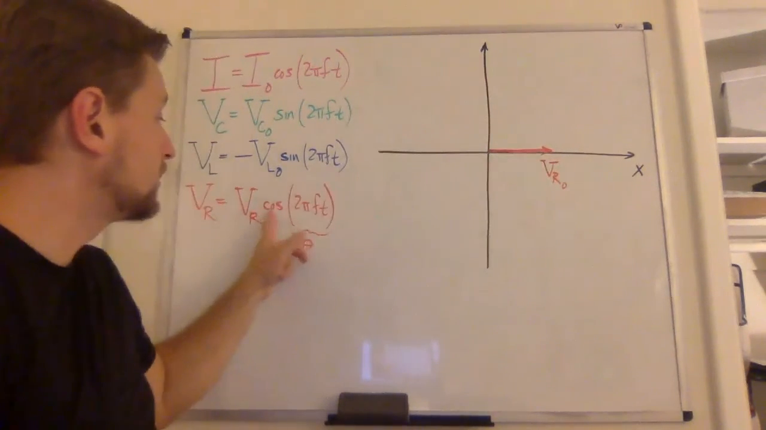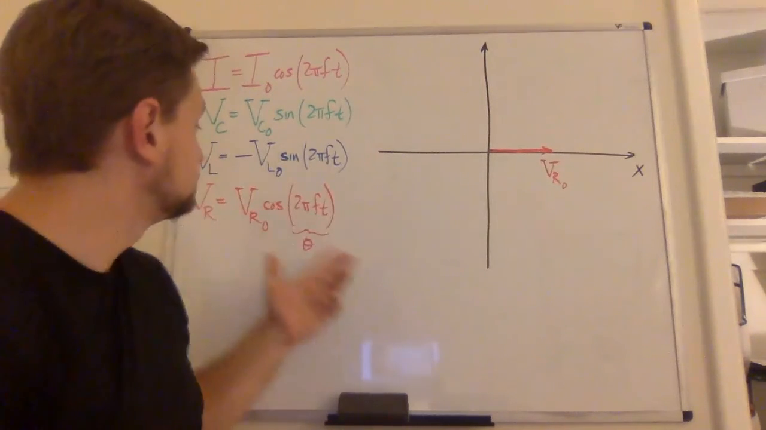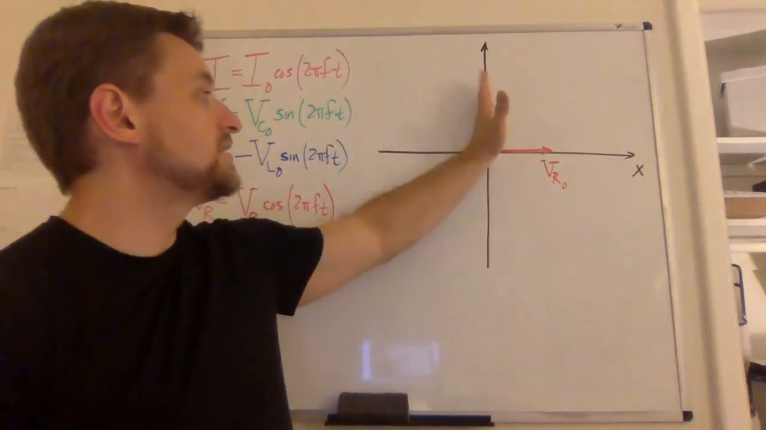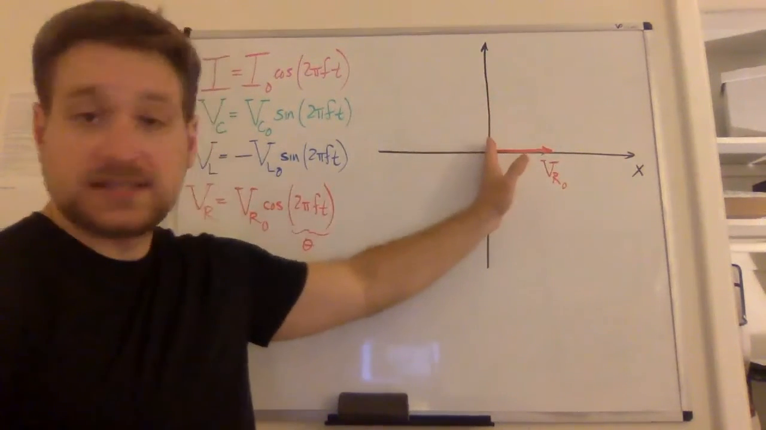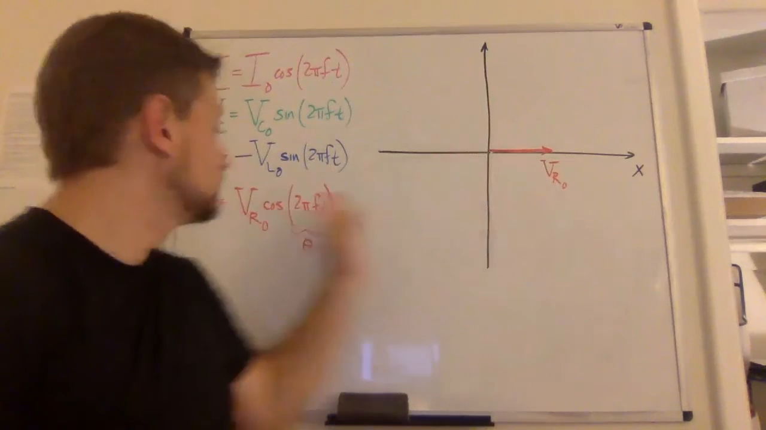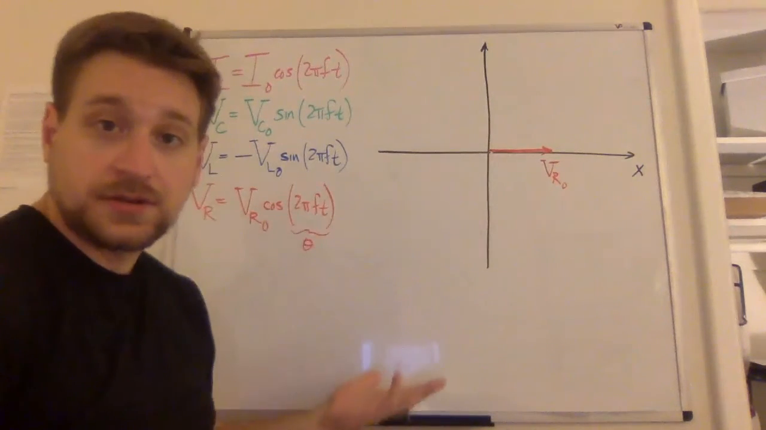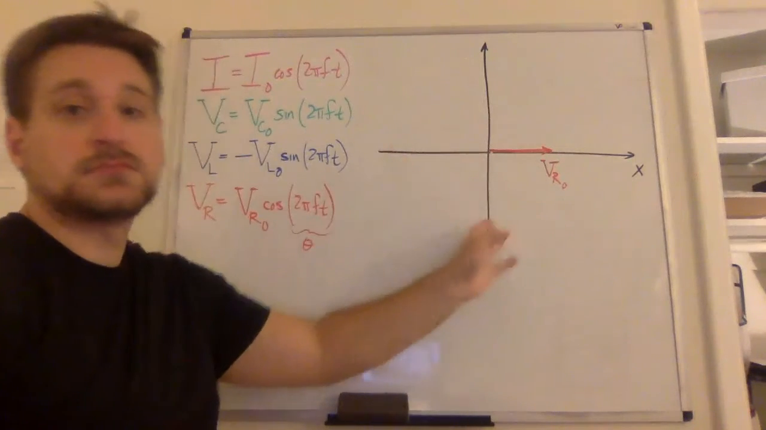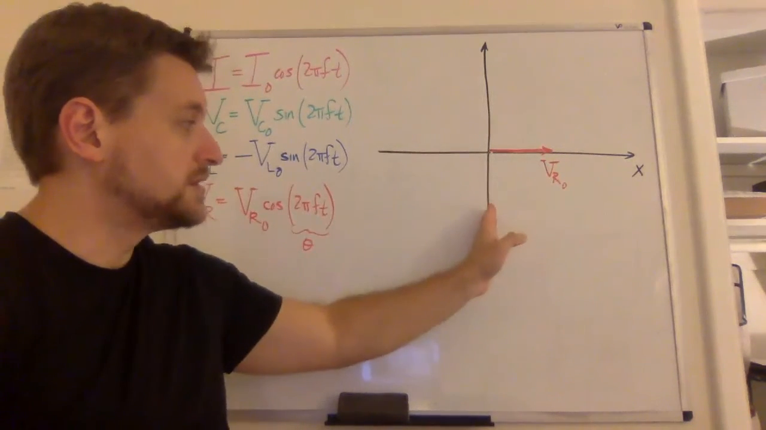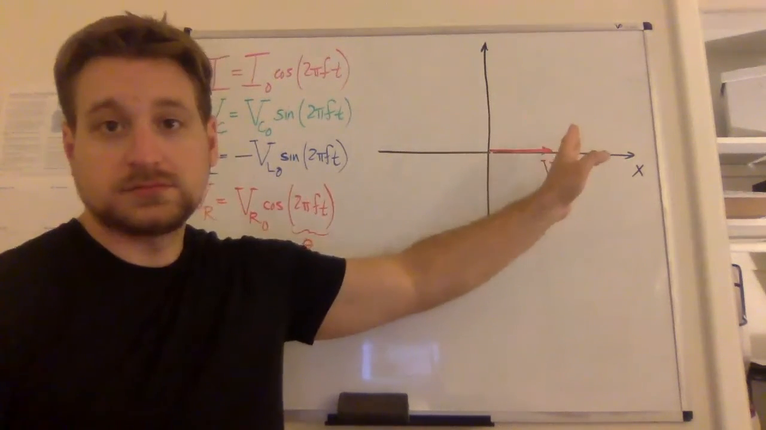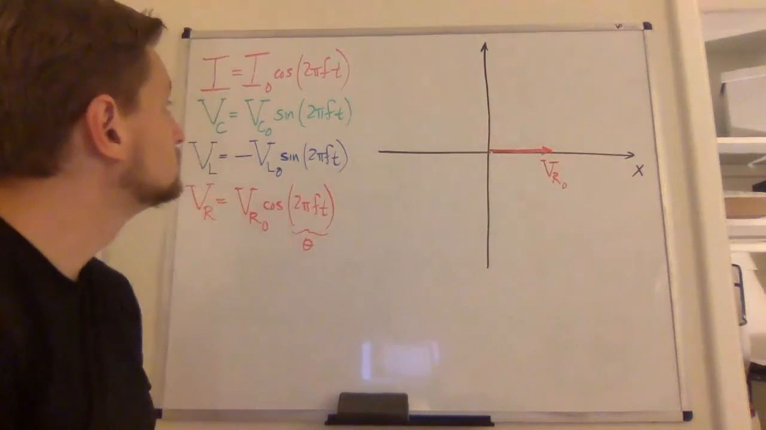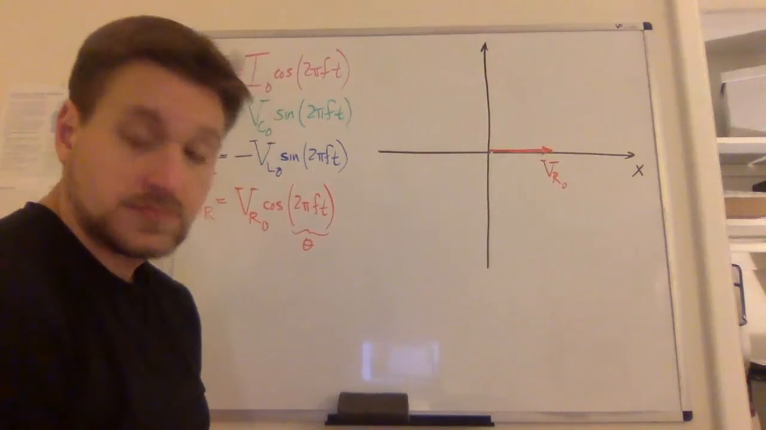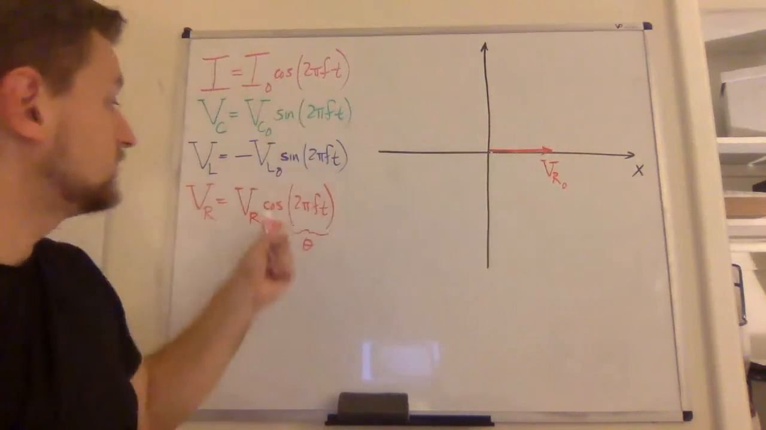Eventually, we get to a point where cosine of something is 0. And at that point, the potential difference across the resistor is the x component. Cosine of 90 degrees is 0. Spin it, keep spinning it, becomes negative, 0 again, back to positive. Now the current is doing the same thing.